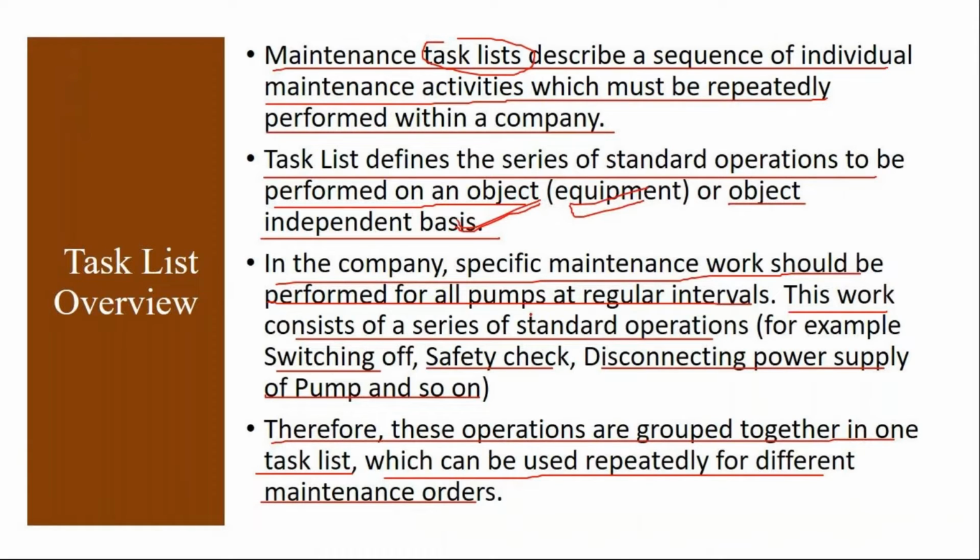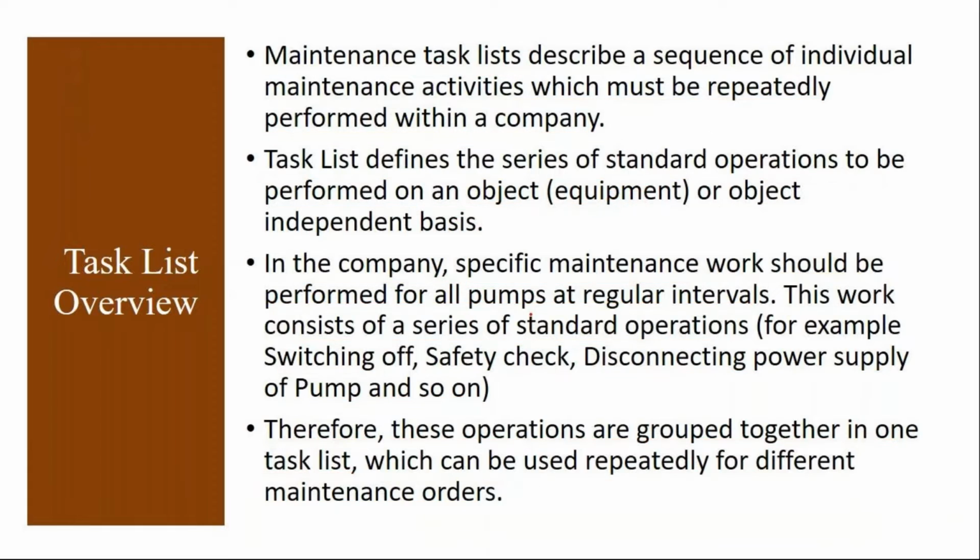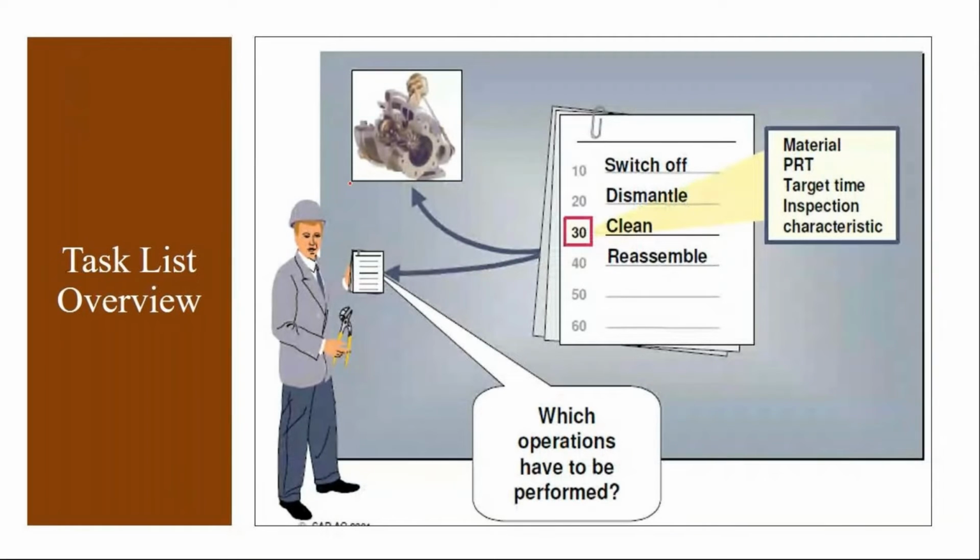Service order, that's what we are going to cover. Maintenance order means nothing but service order. So in the task list, you maintain the operations in sequence: switch off, dismantle, clean, reassemble. You maintain them in sequence in the task list, so that you don't have to enter anything again and again in the orders.